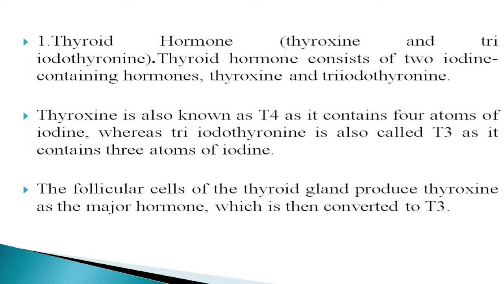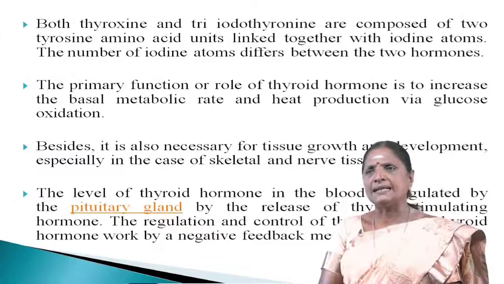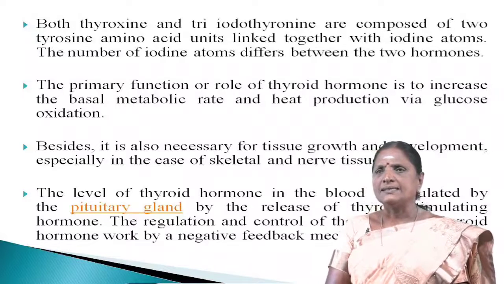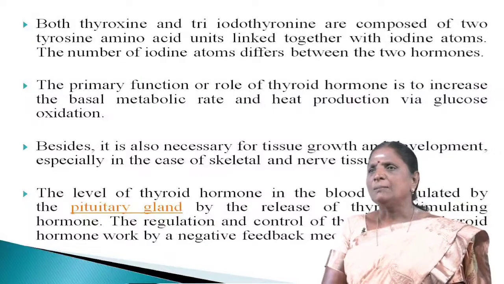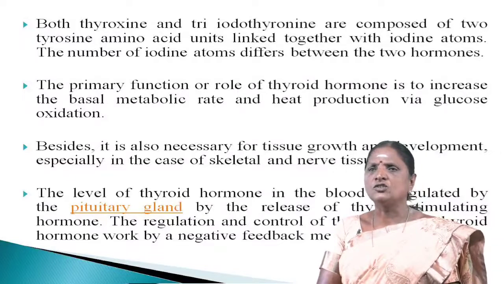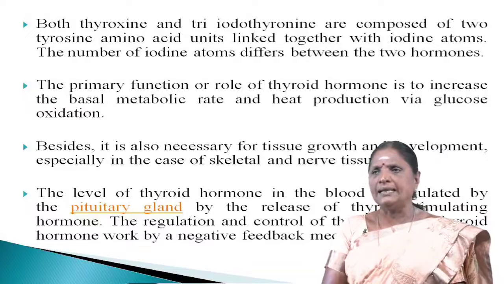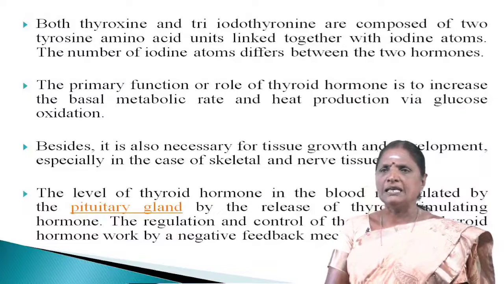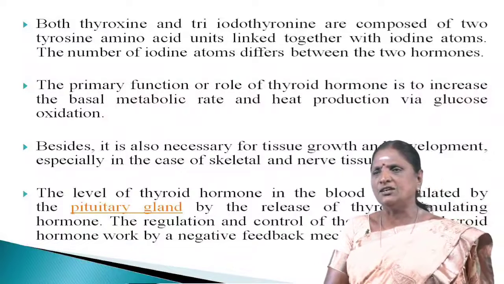The follicular cells of the thyroid gland produce thyroxine as the major hormone, which is then converted to T3. Both thyroxine and triiodothyronine are composed of 2 tyrosine amino acid units linked together with iodine atoms. The number of iodine atoms differs between the 2 hormones. The primary role of thyroid hormone is to increase the basal metabolic rate and heat production via glucose oxidation. Besides, it is also necessary for tissue growth and development, especially of skeletal and nervous tissues.